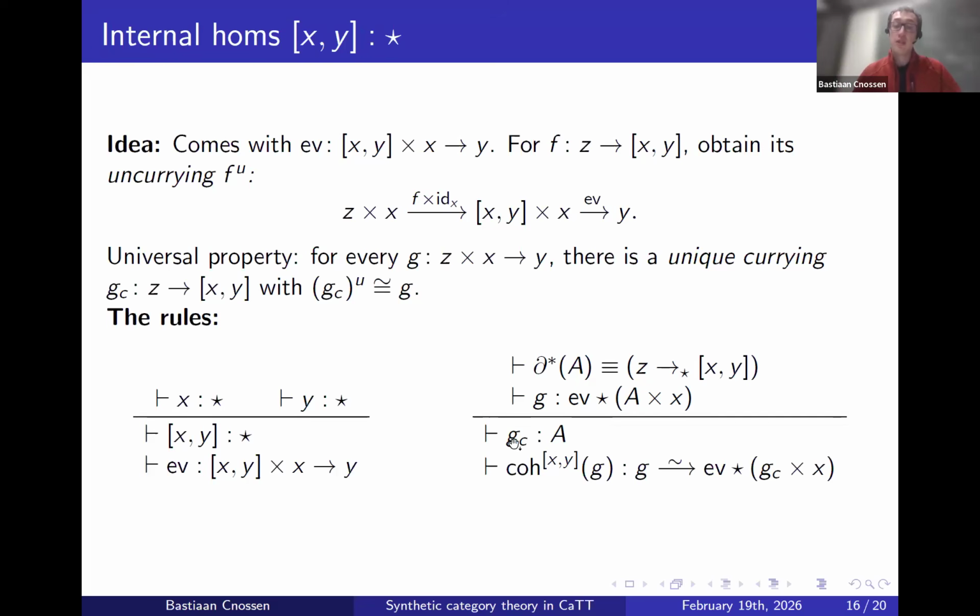Then the rule says there is an uncurried term inside A, together with a coherence that relates the original G with, I take this is basically the uncurrying of this curried G. So you take the product with X and then whisker with the evaluation map. Okay, so this is, sorry, yes.